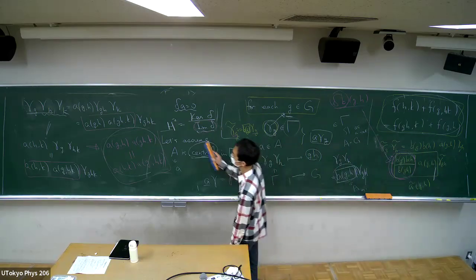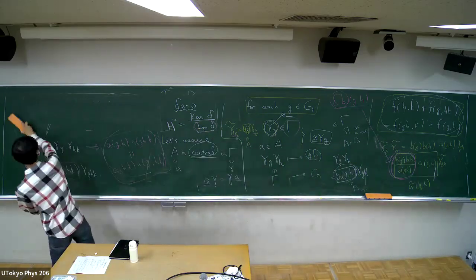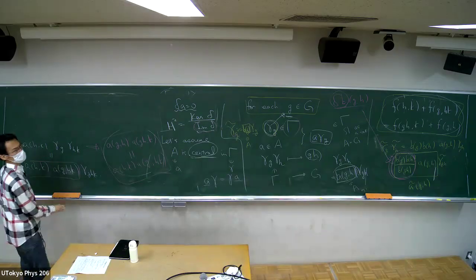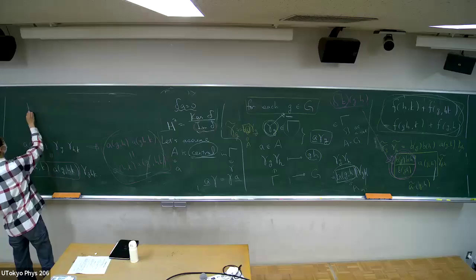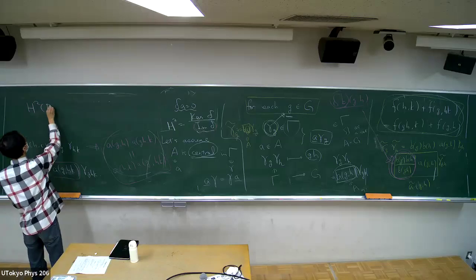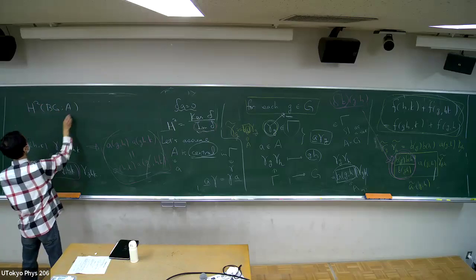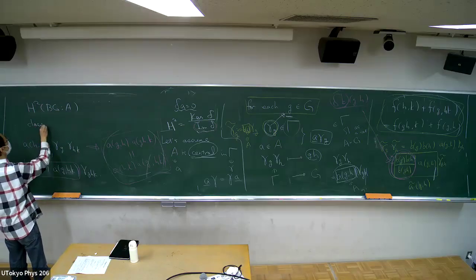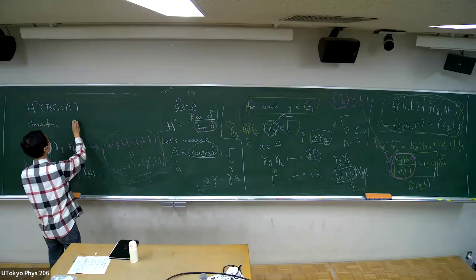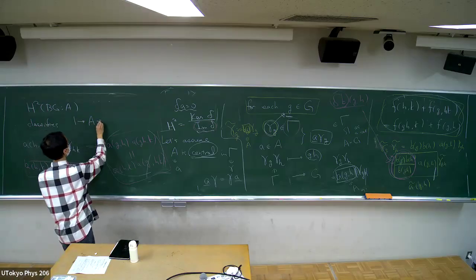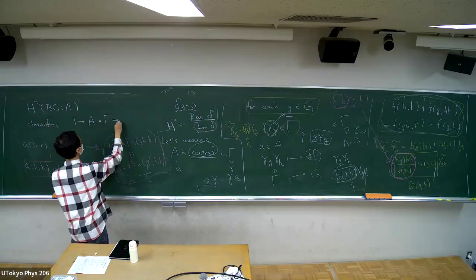So this establishes the statement that elements of H2(BG, A) classify equivalence classes of this extension, a central extension gamma G.